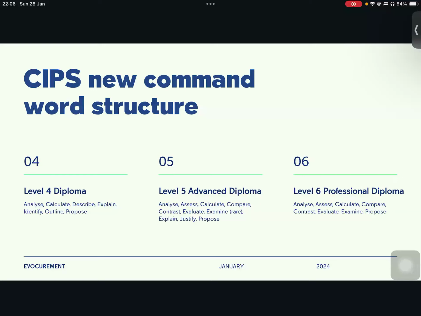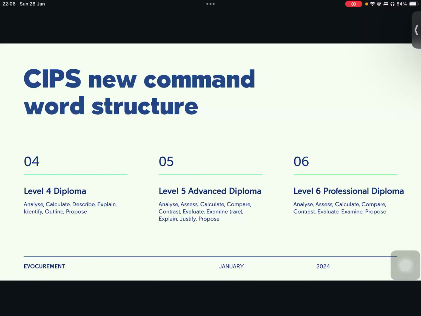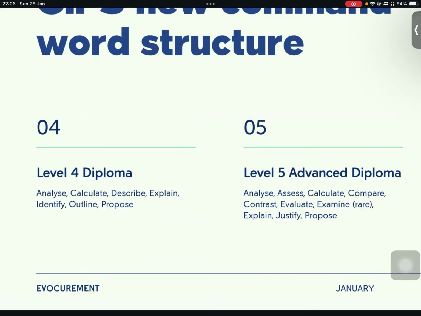But now I would like to introduce the new structure and how it can impact your upcoming CIPS exam in March. We have three levels here with the CIPS exam. Level 2 and level 3 don't have the CR, they only have the OR. Let's look at level 4.